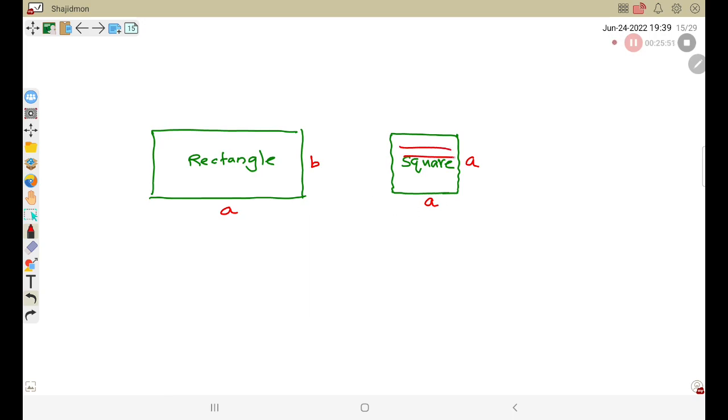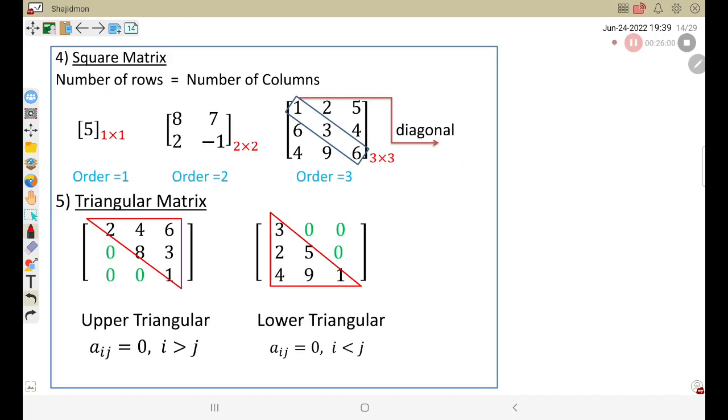How many rows? See, rows we are writing like this. Same number, we have columns also. That matrix we are calling square matrix, okay? So I can discuss here what is the meaning of square matrix: number of rows equal to number of columns. So what will be the order of the square matrix? Should be 1 by 1, correct? Number of row 1, number of column 1. What will be the next? 2 by 2, 3 by 3, 4 by 4, like this matrix we are calling square matrix.